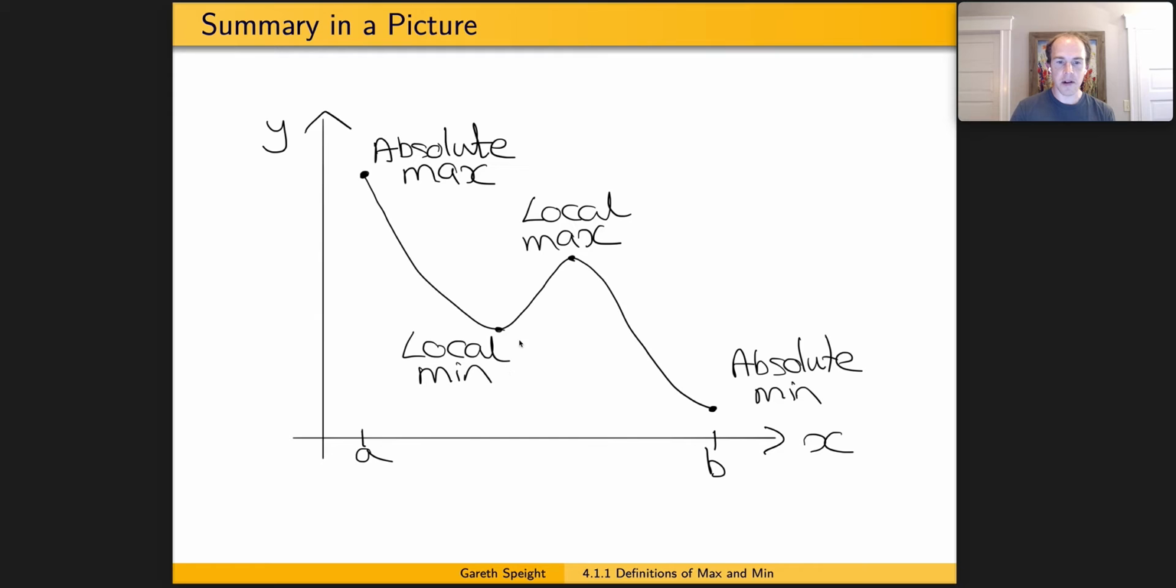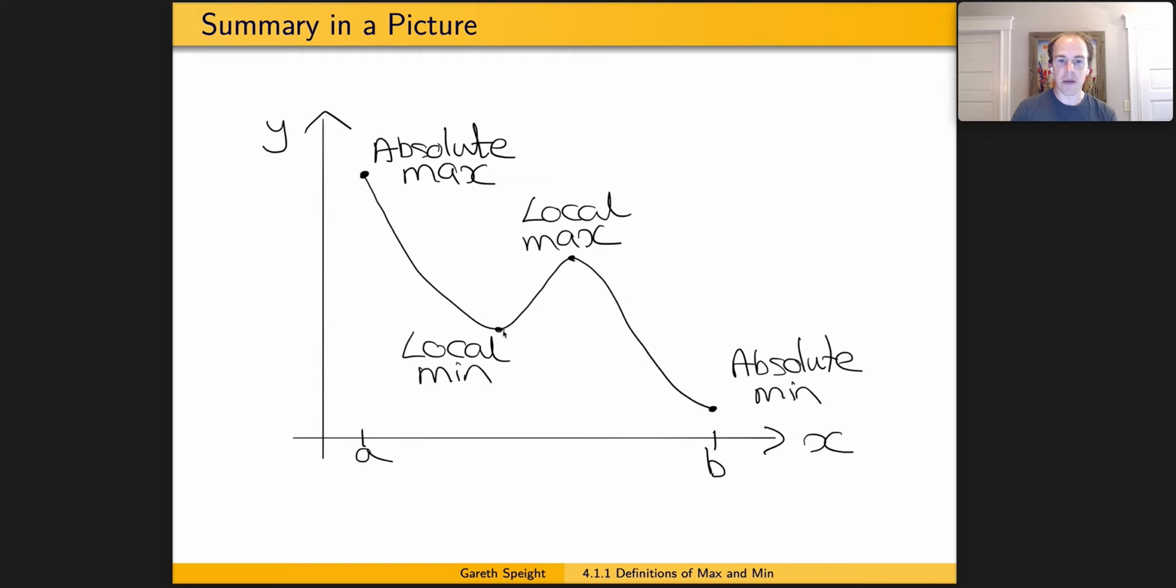Okay, and then similarly, the same thing for the local min and the absolute min, right? So here is the absolute min. It's the smallest possible value of the function. It's lower than all the other values, but it's not a local min because we can't compare it to things on the left and right. So we do not allow a local to be endpoints.